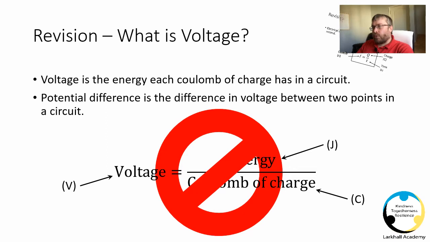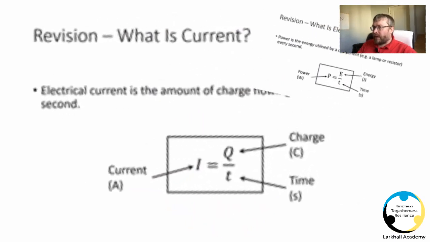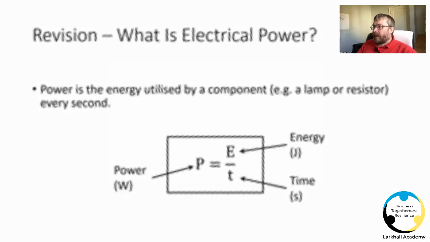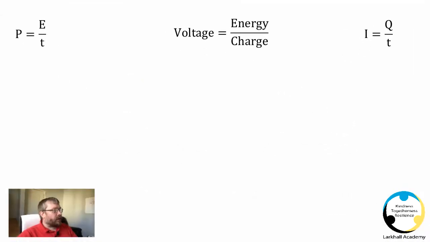So let's bring back those other equations that we looked at already. We have our three equations that we've just introduced. Our first equation, P is equal to E divided by T. So power is equal to energy divided by time. We have the one we just introduced in the third set of revision slides there: voltage equal to energy divided by charge. I've just condensed coulomb of charge down to just charge here. And of course we've got I equals Q over T. Current equals charge divided by time.